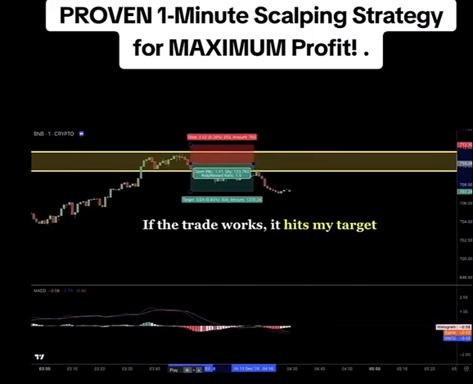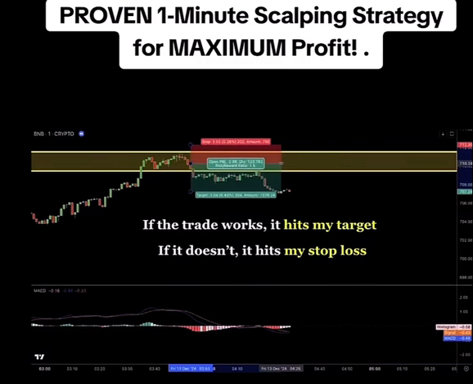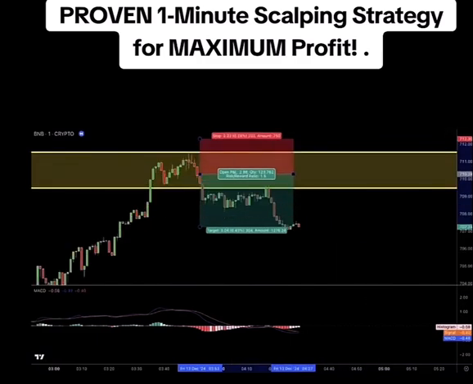If the trade works, it hits my target, and I lock in profits. If it doesn't, it hits my stop loss. And that's okay. I move on to the next setup without overthinking it.